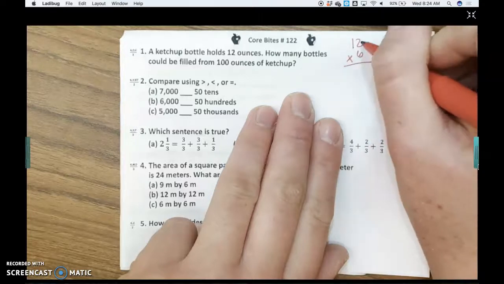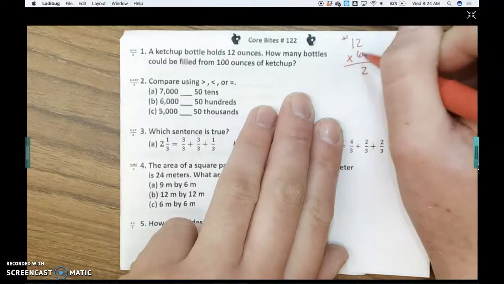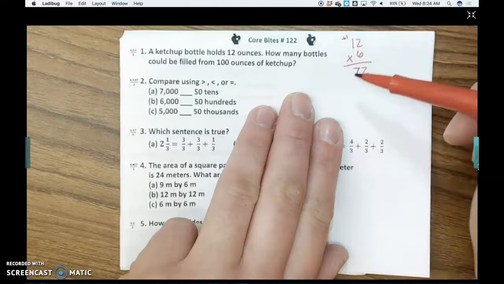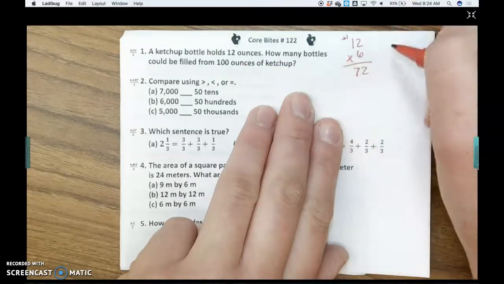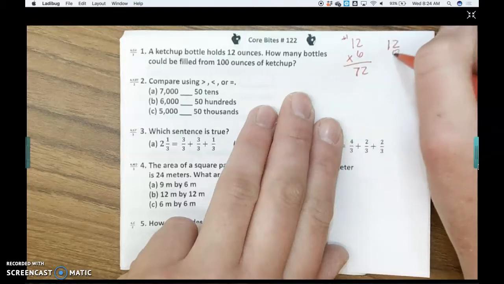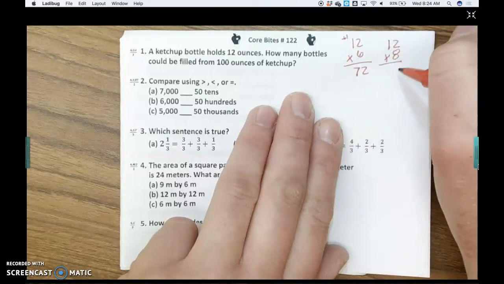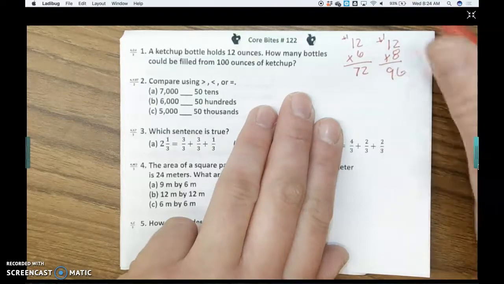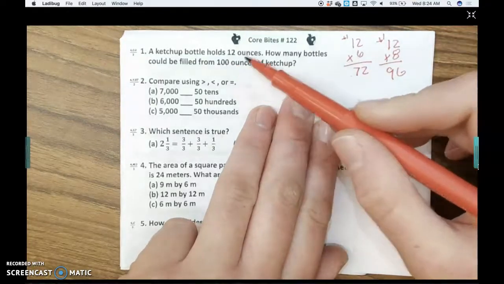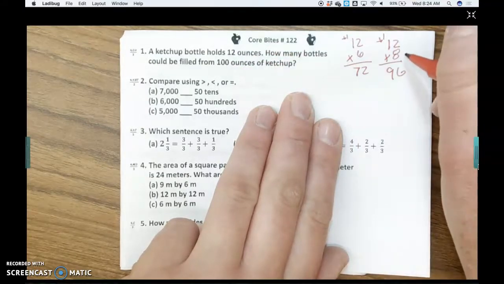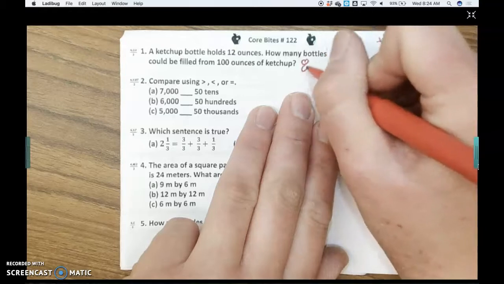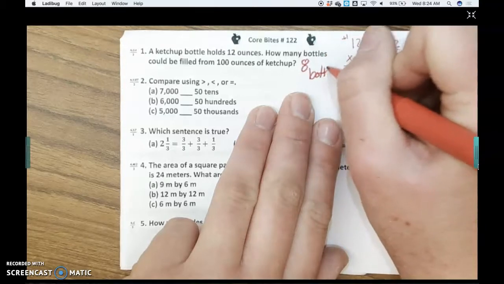So if we did 6 times 12, that would give us 72. Well, that's only 72 ounces. You've got more. So add 12. So let's try 8. So 12 times 8. 8 times 2 is 16, and 8 times 1 is 8, that's 96. So you only have 4 ounces left. So that'd be like your remainder. So your best choice here would be the 8. So you could do 8 bottles of the ketchup.